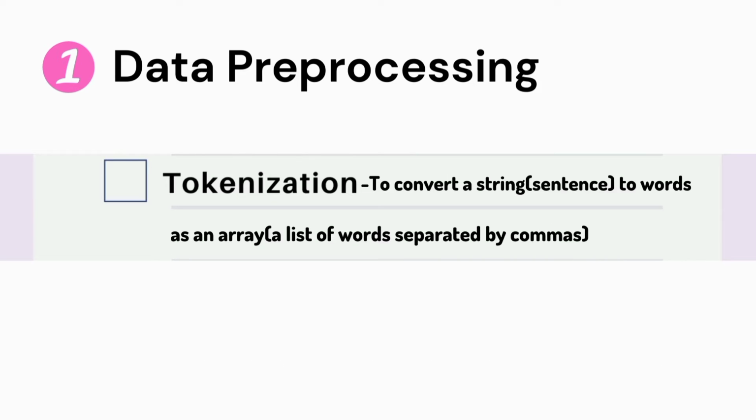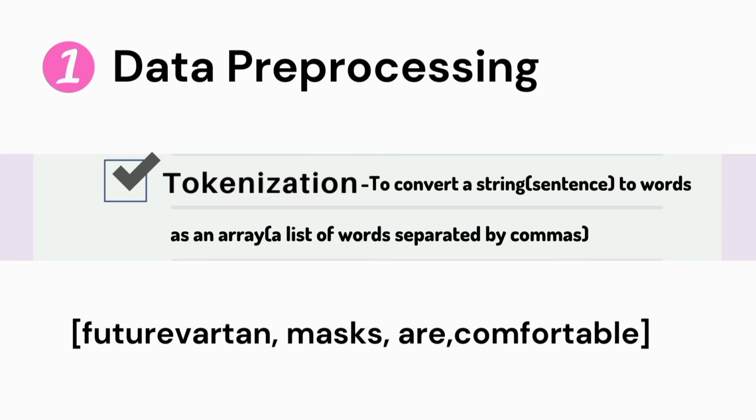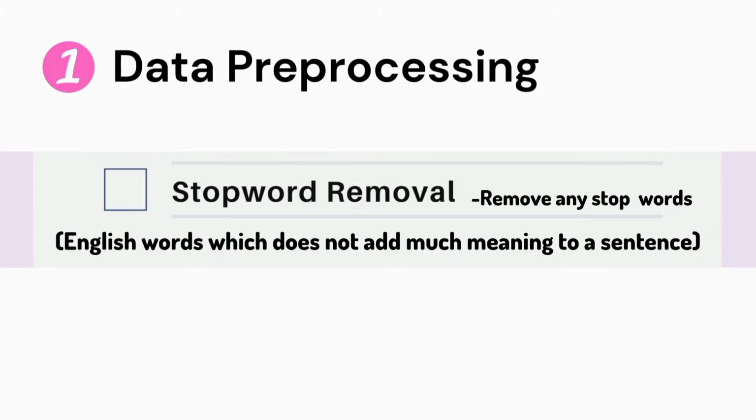Your task 3 would be to do tokenization, which is to convert a string to words as an array. An array is a list of words that is separated by commas. The tokenized text would be like this. Stop word removal. Stop words are English words which do not add much meaning to a sentence. In machine learning, these stop words do not contribute to measuring the sentiments of a person or people. The converted text would be like this.